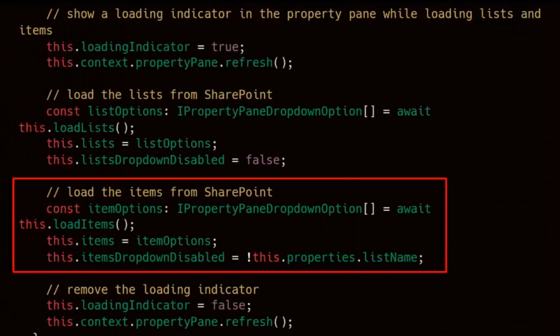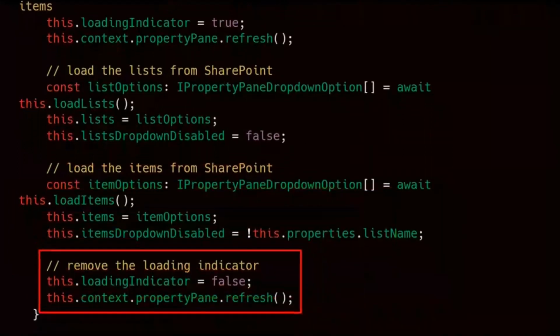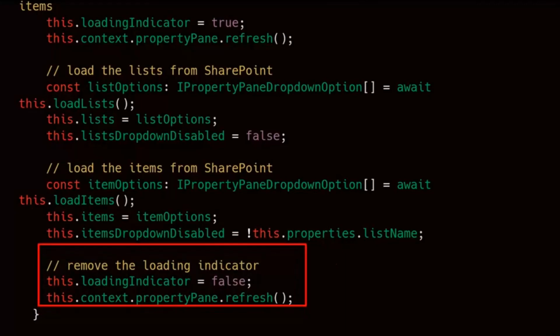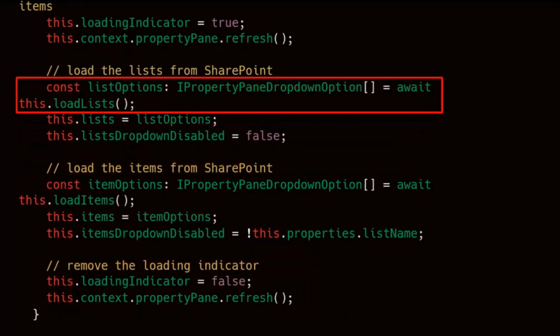All right, now how do I load a list of items from SharePoint? It's the same idea, right? I just call an await function to load the items. But at the end here, when we're all done, I basically clear the loading indicator. And again, I force a refresh of the property pane to make sure that everything is being displayed. All right, we're almost done here.